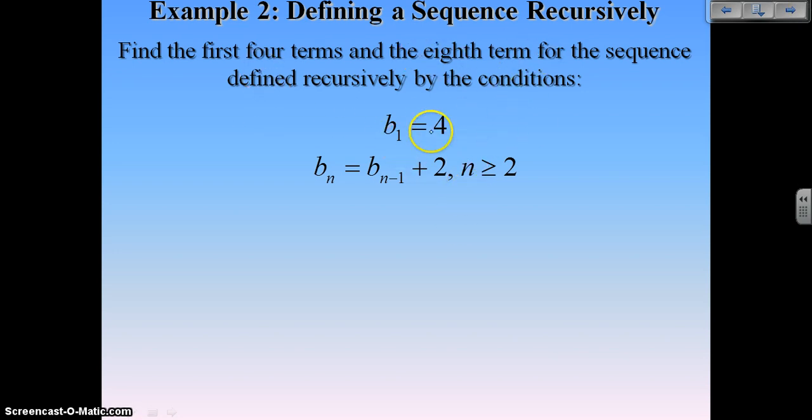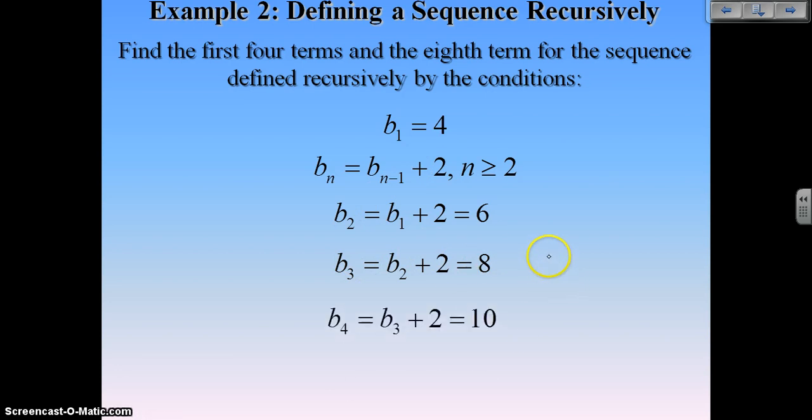Alright, it wants us to come up with the first 4 terms and the 8th term for this particular problem. Well, we know what the first term is already. The first term is 4. That was already given to us. Now, to get the next term, we'll take the 4, which we had previously, and we'll add 2. We got 6. To get the term after that, we're going to take that 6 that we just got, add 2 again, and we have 8. Again, to get the next term, you just add 2 to the previous term. So here's the previous term, which is b3. To get b4, add 2 again, and you get 10.